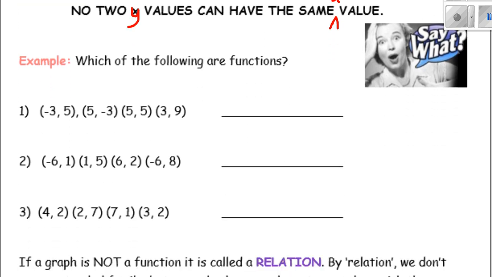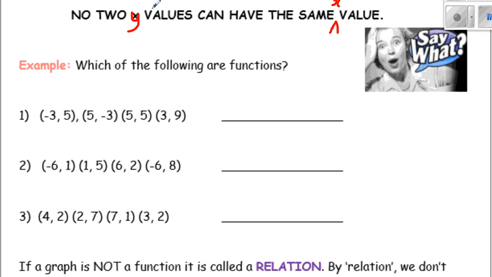Are there any y values that share the same x value in this one? Let's see. The x values are negative 3, 5, 5, 3. So it looks like there are two coordinates that share the same x value. So two different y values in this case share the same x value. So in this case, it would be not a function. So let's type this in here. Not a function as two y values share the same x value.